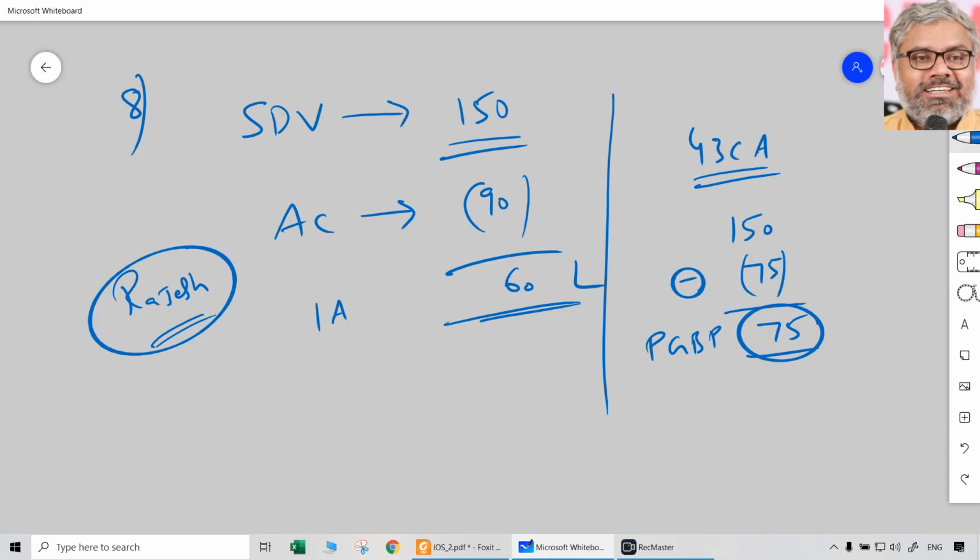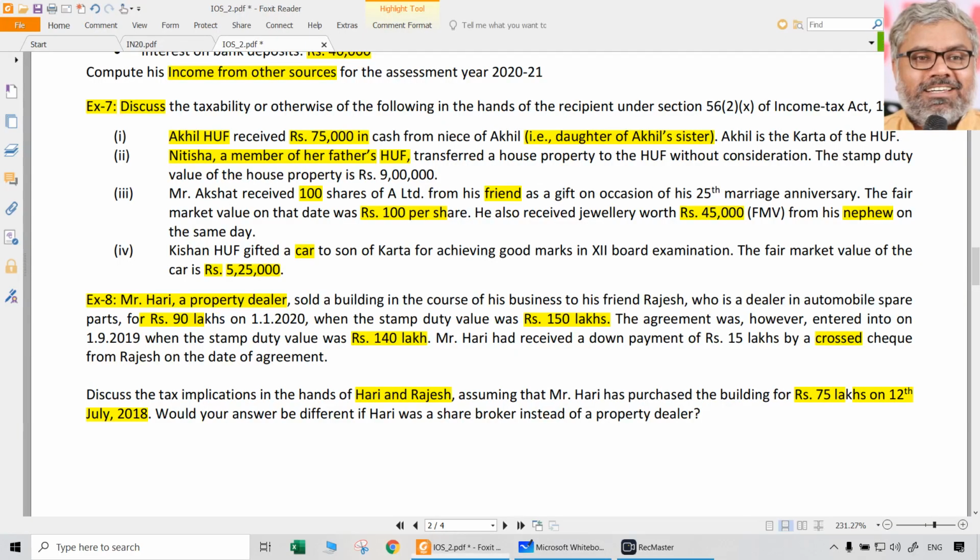But now, though he received only 90 lakhs, as per 43CA, we have to take stamp duty valuation only as if it is the sale proceeds. So 150 has to be taken as sale proceeds. From that, his original cost of acquisition was 75. PGBP is 75. That's it.